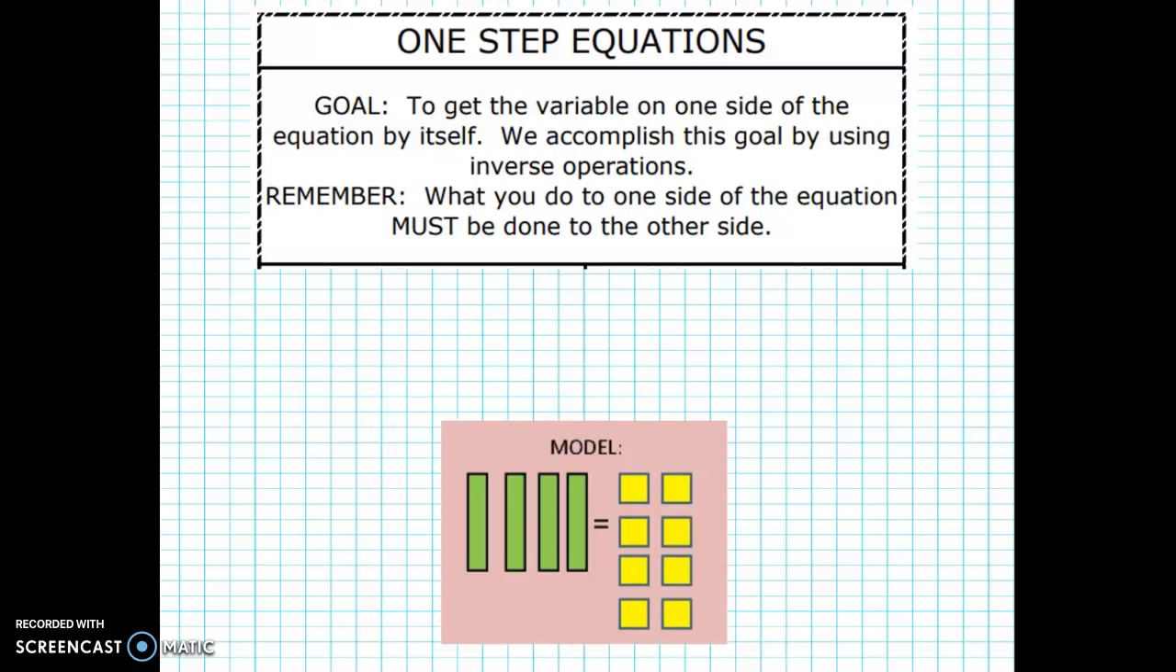Whatever you do to one side of the equation must be done to the other side to keep the equation balanced.